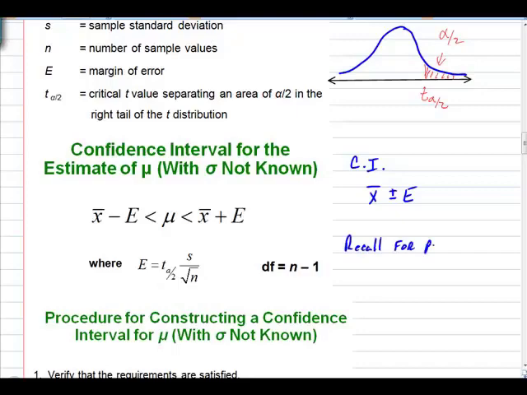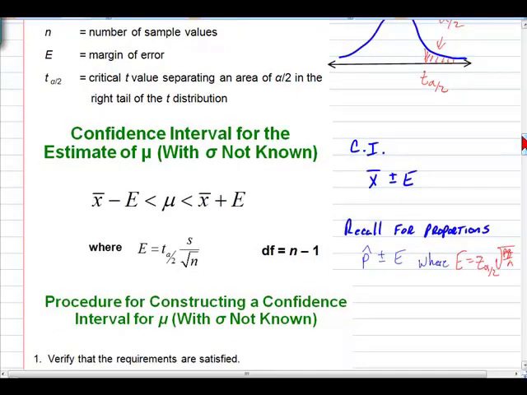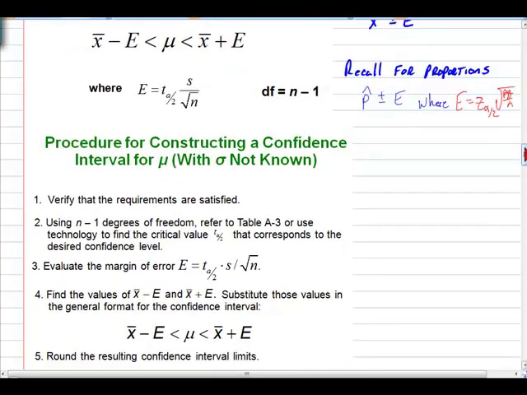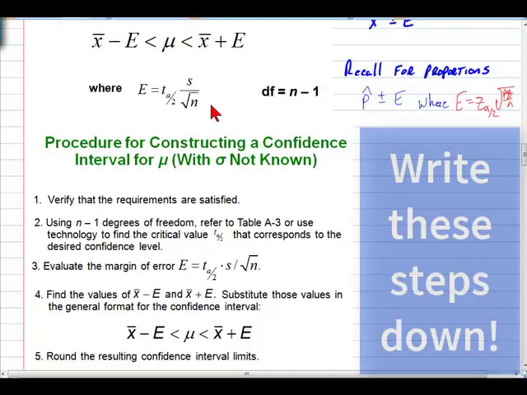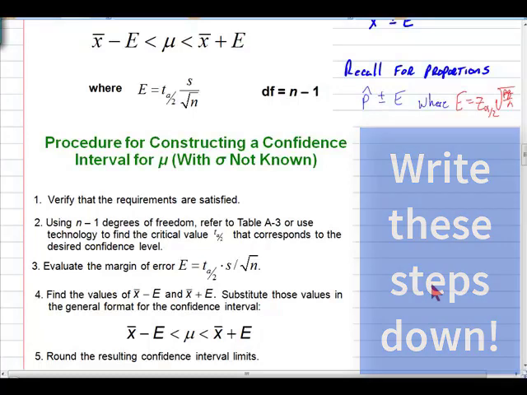Remember, for proportions, we used for our confidence interval p hat plus or minus the margin of error, where E, our error, was equal to z sub alpha over 2 times the square root of pq over n. That was just our standard deviation divided by the square root of n. So there's similarities here. It's the point estimate plus or minus the error, and we have a formula for how we calculate the error.